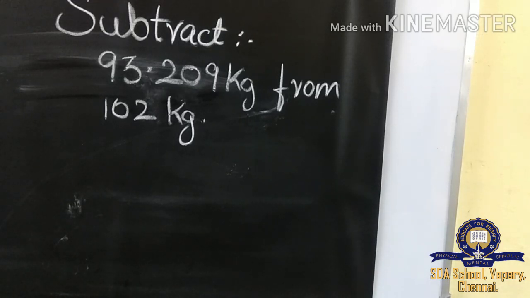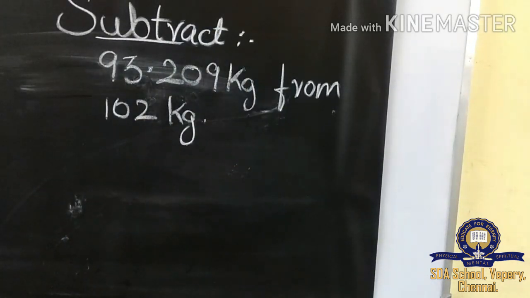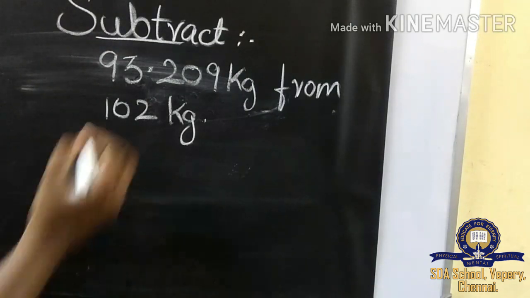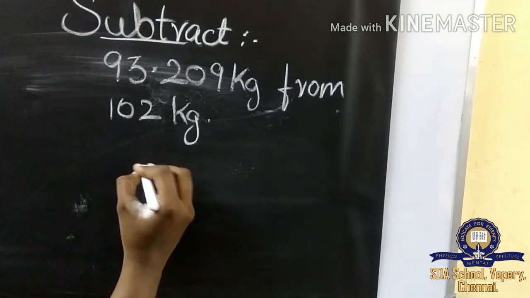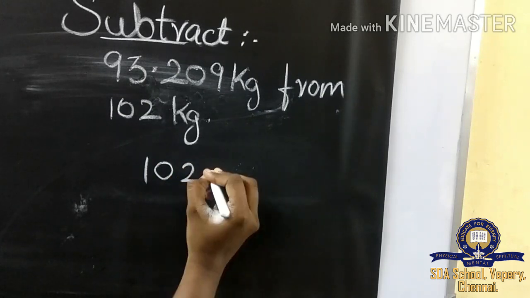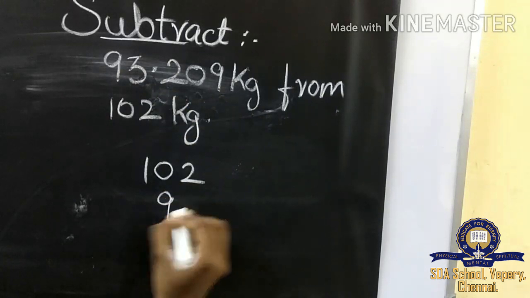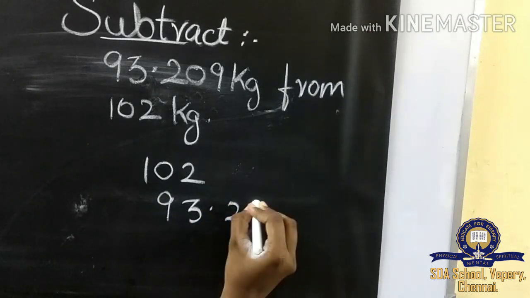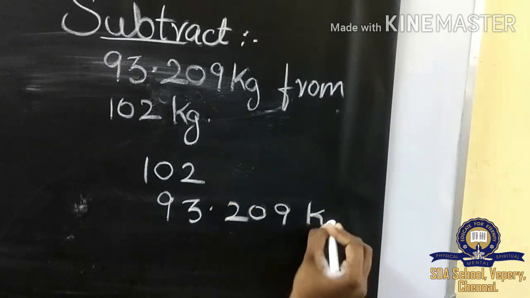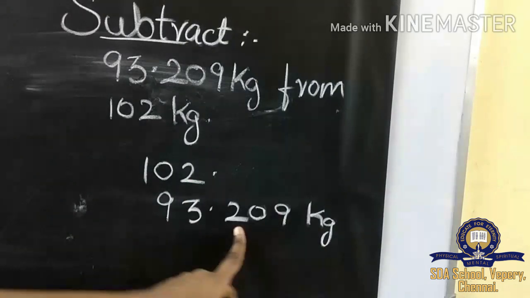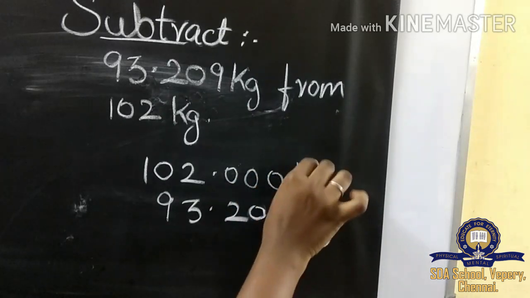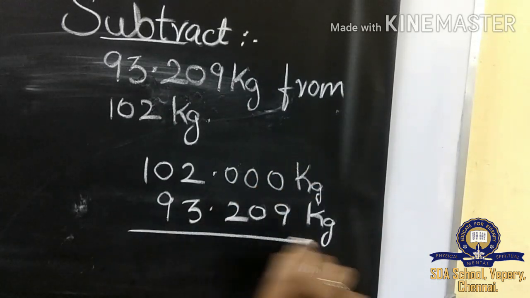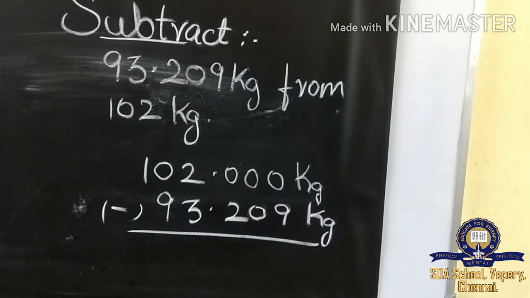Here we are going to subtract 93.209 kg from 102 kg. Here you can see that 102 is the greater number, 93 is the lesser number. So we should put 102 kg. Next 93.209 kg. After the point there are 3 numbers, so we are adding 3 zeros. Kg. If we subtract, what will be the answer?